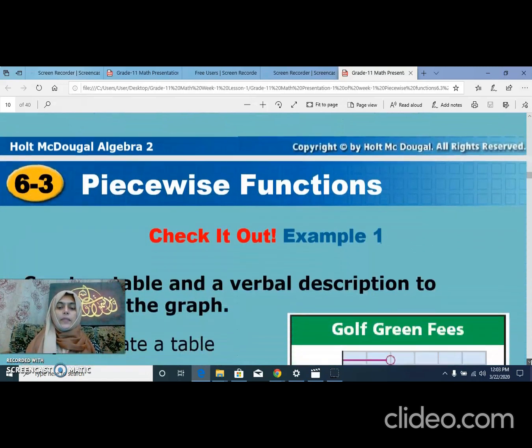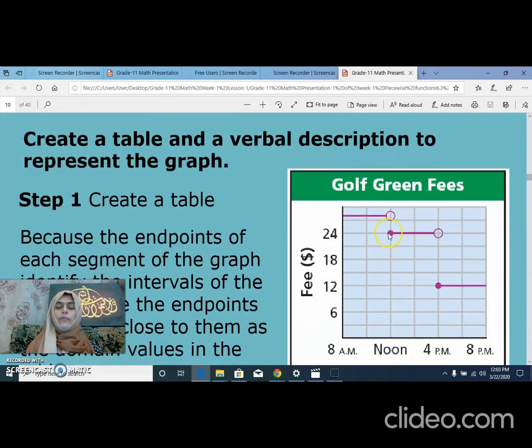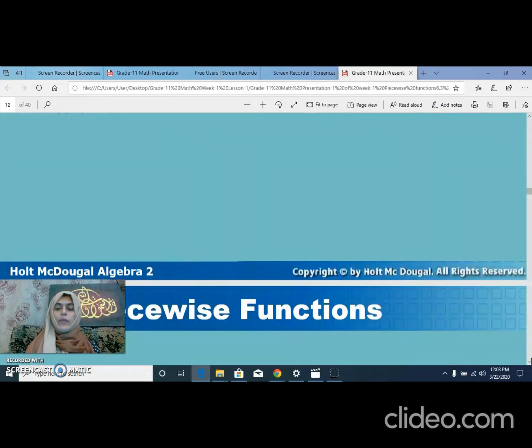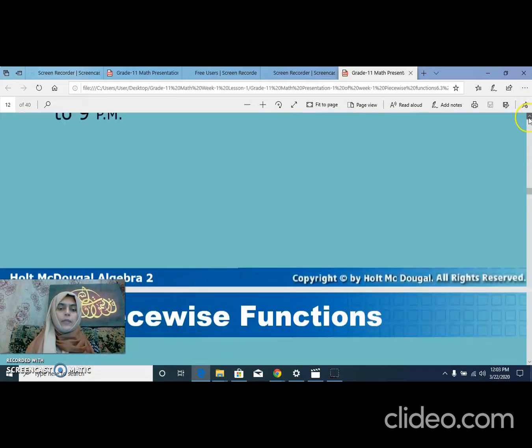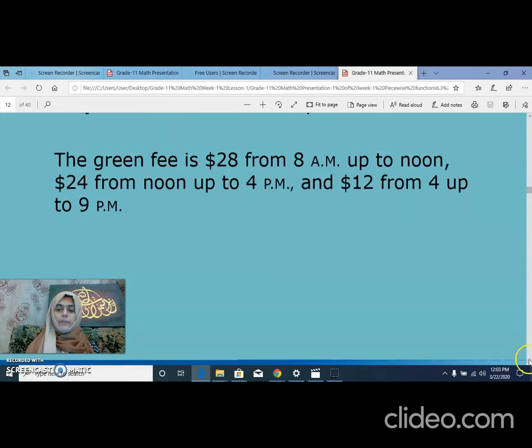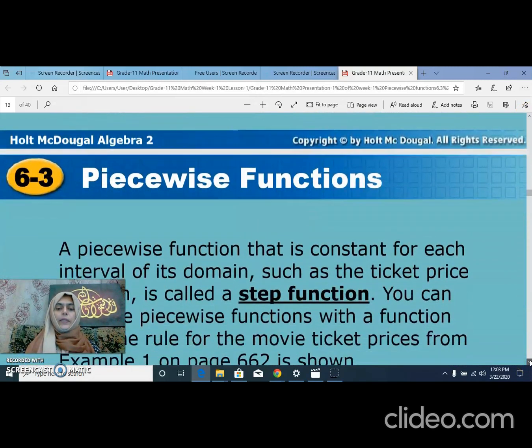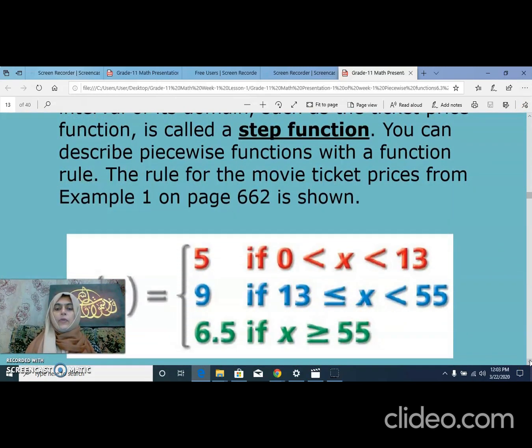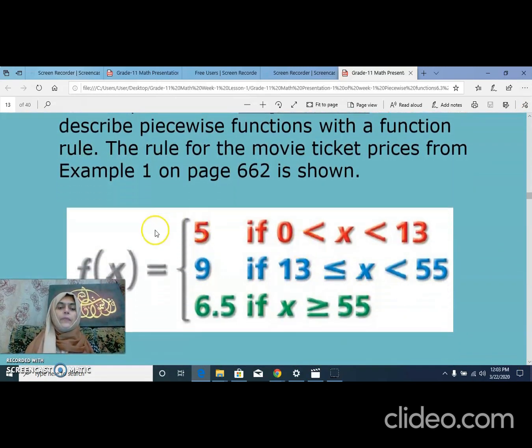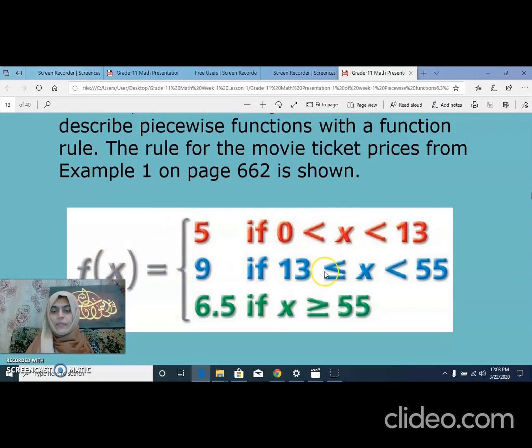Let's have a look at some examples. If you can identify the graph, it's a step function. I'll show you how we write a step function mathematically. We have some examples in here. If you scroll down, you can see step function on the top, and the example has been shown here. f(x) is equal to 5 if x is from 0 to 13. It's 9 when x is 13 to 55, and it is 6.5 when x is greater than or equal to 55.